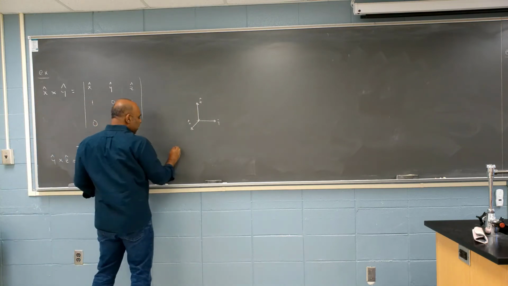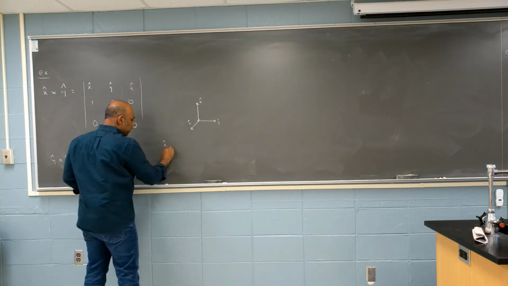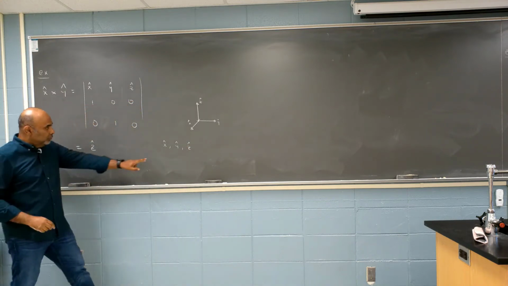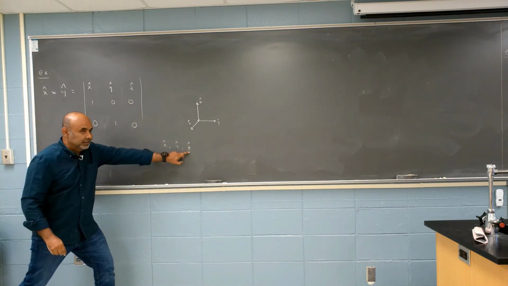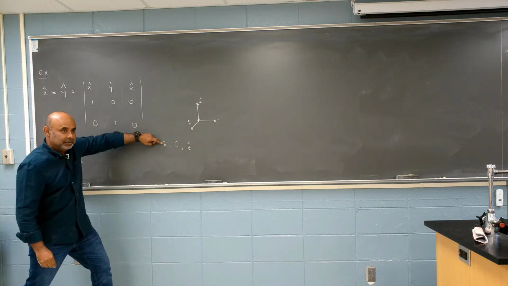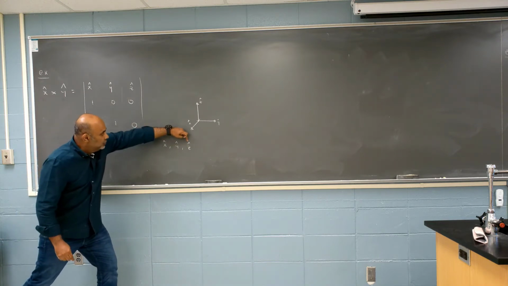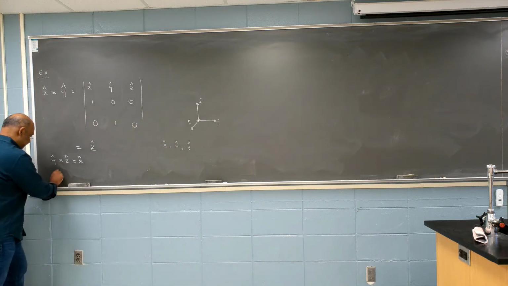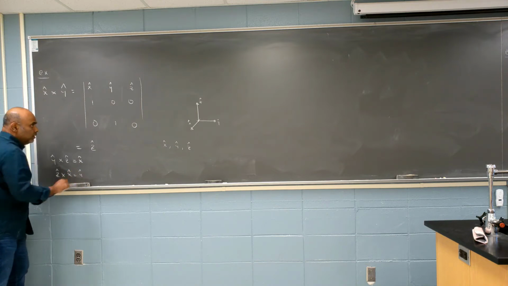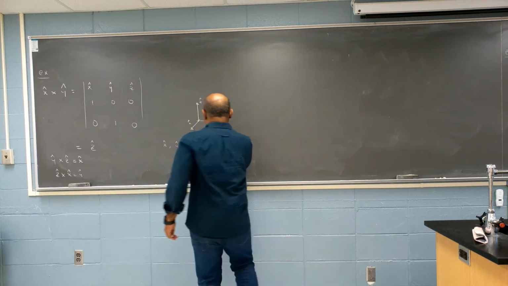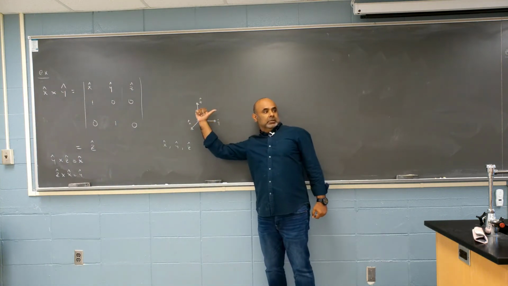You know what do I mean by cyclic permutation? I have x hat, y hat, z hat. So if I do this cross this, I get this. Then if I do this cross this, I get that. Yeah? And then if I do z cross x, I get y. It's easy to do. You don't have to necessarily do this crank. Look at this, z cross x is that y.